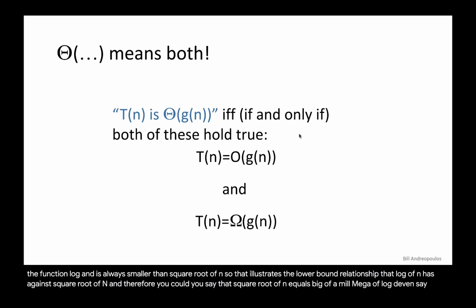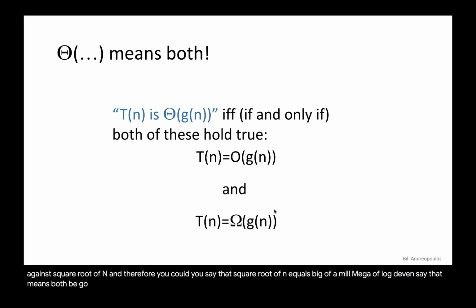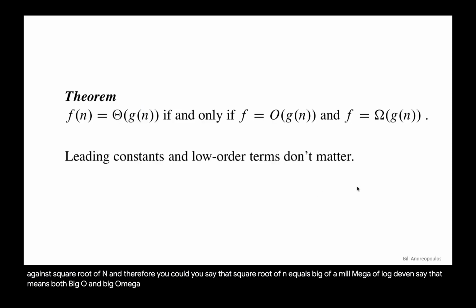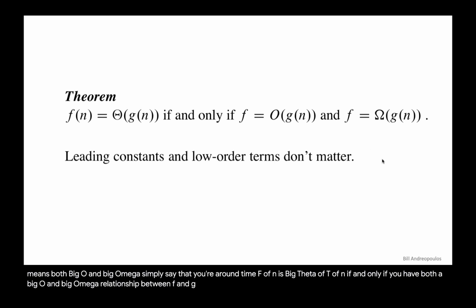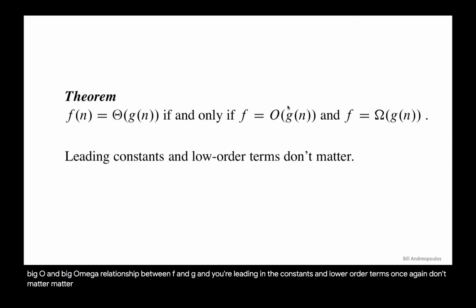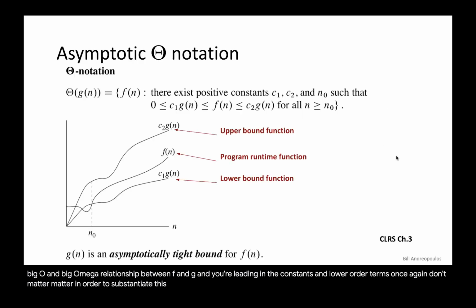And big theta means both big O and big omega. So you simply say that your runtime f of n is big theta of g of n if and only if you have both a big O and a big omega relationship between f and g. And your leading constants and low order terms once again don't matter in order to substantiate this. And this is how CLRS illustrates the big theta notation.